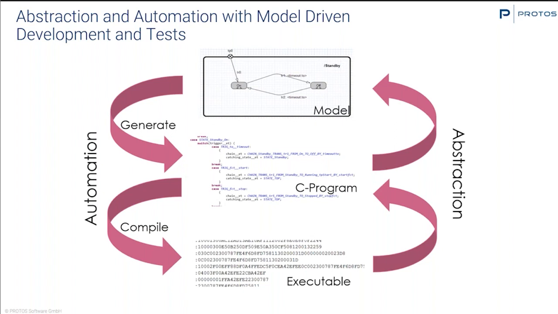So on a C program level, you explain how you do it. On a model level, like a state machine with high-level abstractions, you explain what the program should do, not how it should do it. So there are many different ways to implement a state machine. I'm not interested in that. I'm interested in the functionality. So that's abstraction and automation with model-driven development.